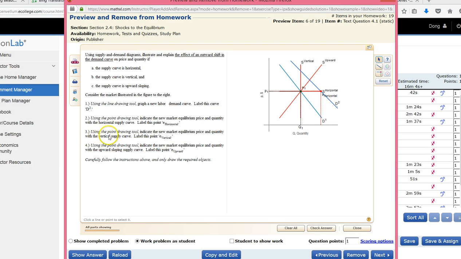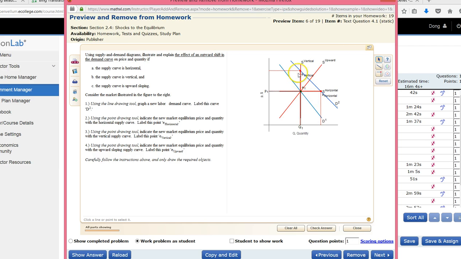Part 3, using the point drawing tool, indicate the new market equilibrium price and quantity with the vertical supply curve. Label this point E vertical. So this is the vertical supply curve, which doesn't change, and this is the new demand curve. So their intersection determines the new equilibrium. So this is my E vertical.